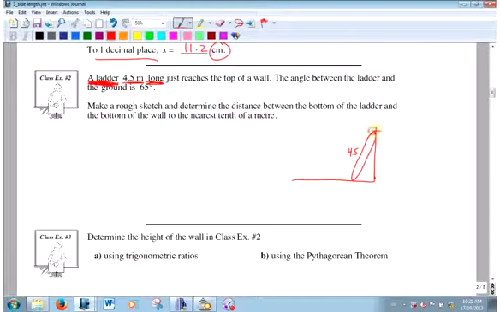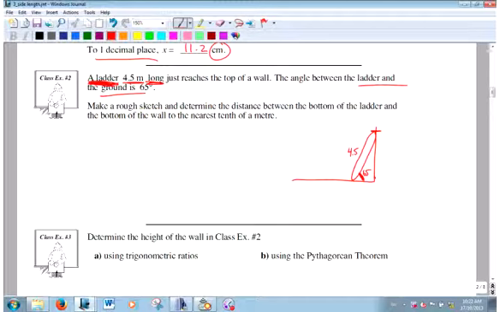It just reaches the top of a wall, okay? So like it just reaches the top of a wall. So I kind of drew it a bit too far. The angle between the ladder and the ground. Is that angle there? Is that the one I'm talking about? Okay, this is common sense. You know where the ground is? If you don't, look down. That's called the ground. Okay? The angle between the ground and the ladder. That's this guy right here. That's 65 degrees.